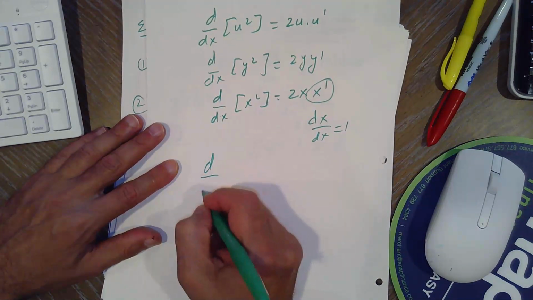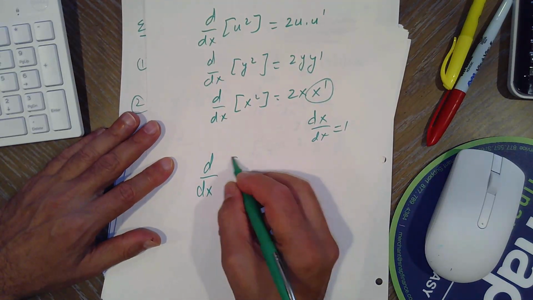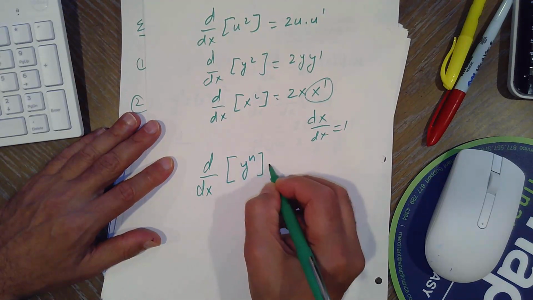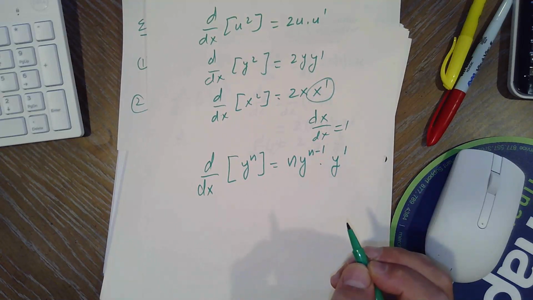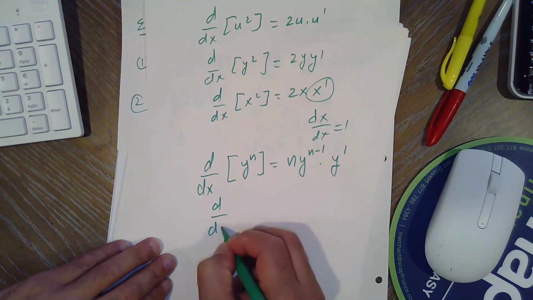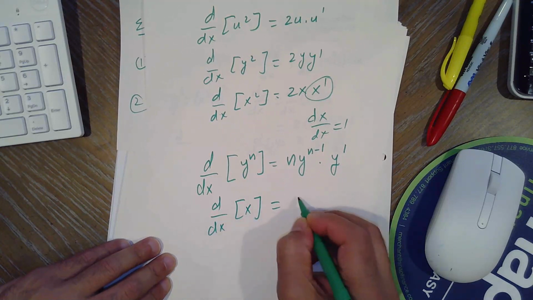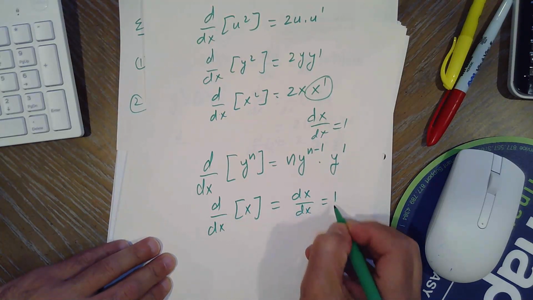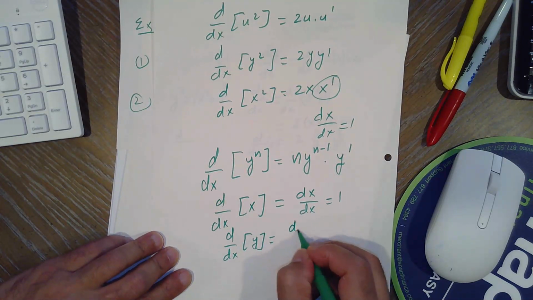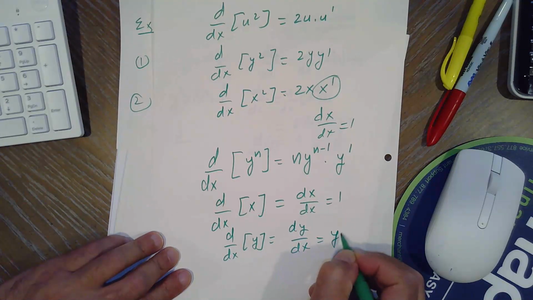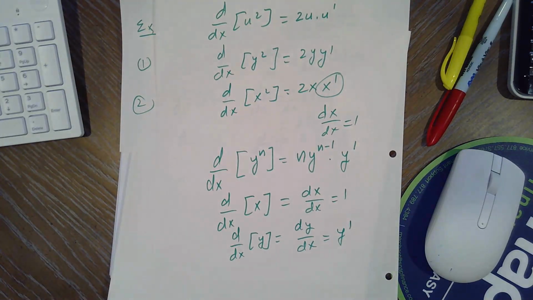So in general, when you're doing implicit differentiation and you do derivative of y to the n, whatever n is, it's going to be n y to the n minus 1, but then you have to times it by y prime thanks to the chain rule. And also, derivative of x with respect to x is dx by dx, which is 1. Derivative of y with respect to x, it's not 1, it's dy by dx, which is y prime. Keep that in mind.